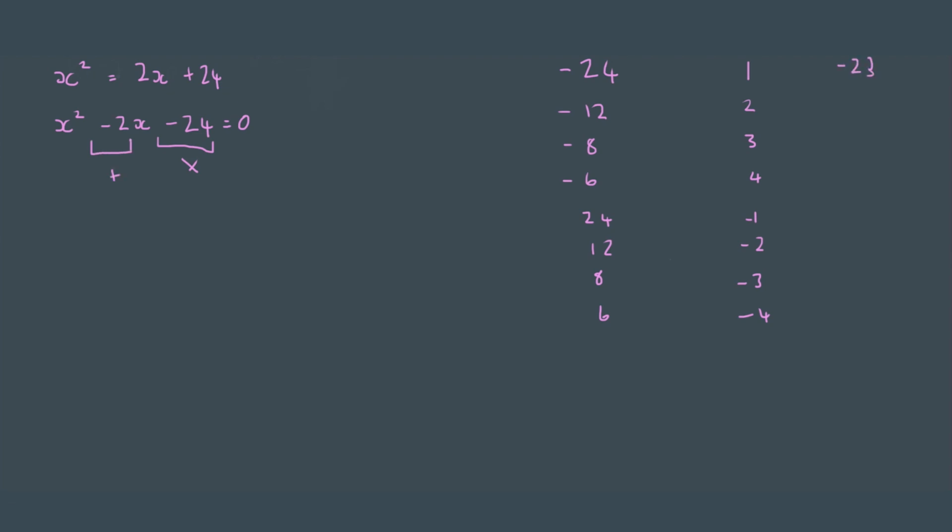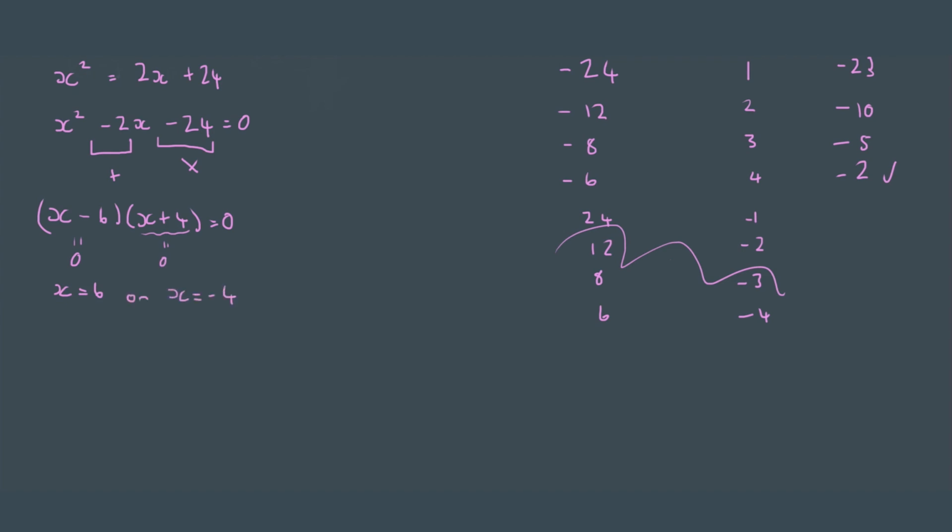Now we're just going to go ahead and find the ones that add to give negative 2. And we don't need to keep going once we've found it. So here we have x minus 6 and x plus 4. And I just need to make each bracket individually equal to 0. So I'll need a 6 to go in there with the negative 6. Or I'll need a negative 4 to go in there with the positive 4. So our two answers are x equals 6 or x equals negative 4.